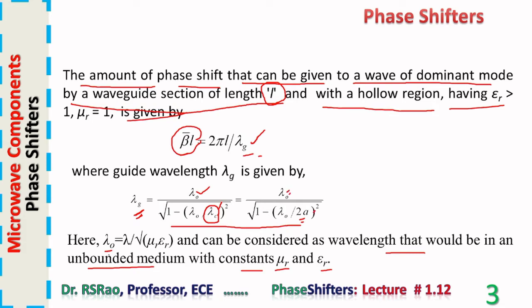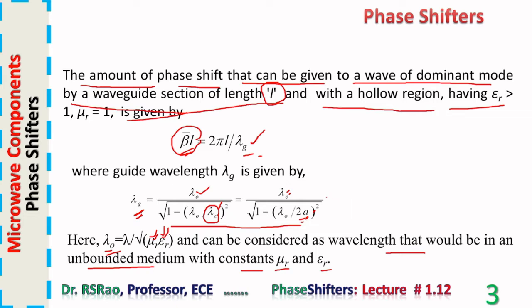Now, lambda naught. Lambda naught can be varied by varying mu r. Ferrite phase shifters are examples of phase shifters where phase shift is varied by employing ferrites whose mu r is large. Lambda naught can also be varied by varying epsilon r. Dielectric phase shifters belong to this category. Phase shift beta hat L can also be varied by varying a. Line stretchers are examples for this category.